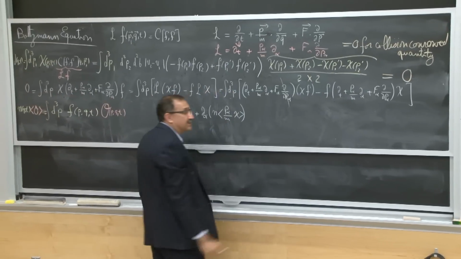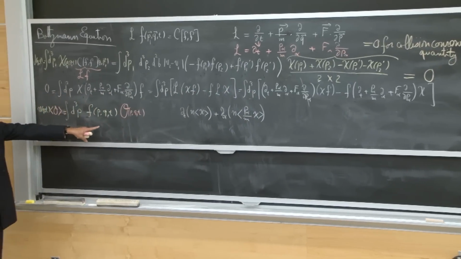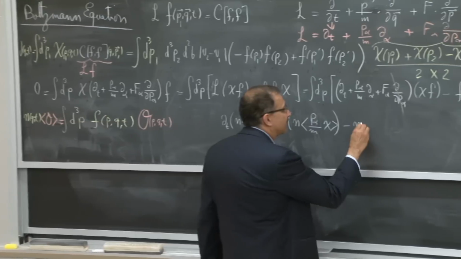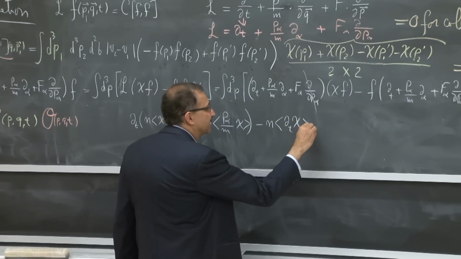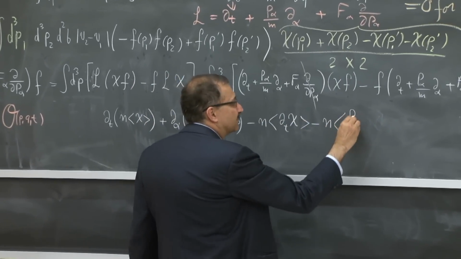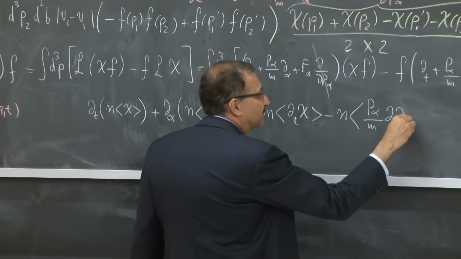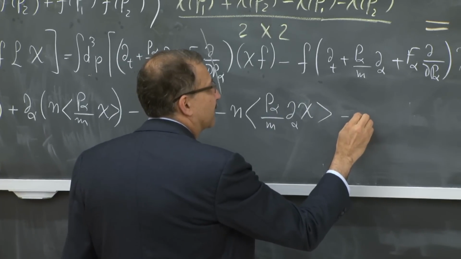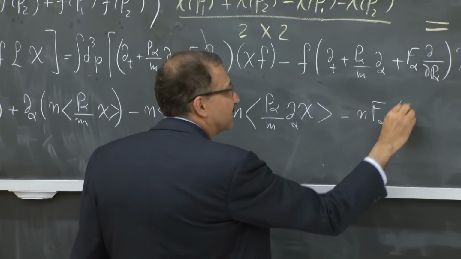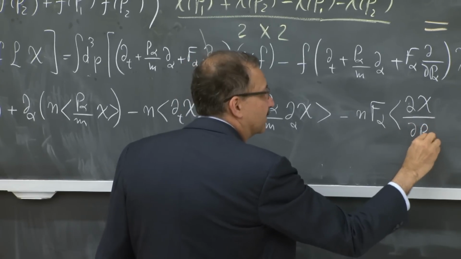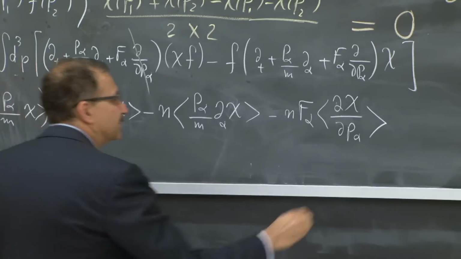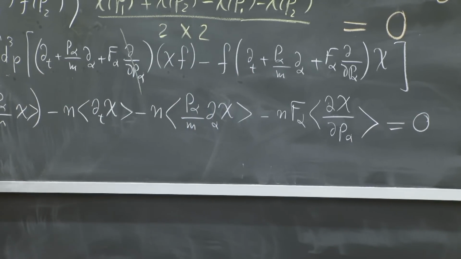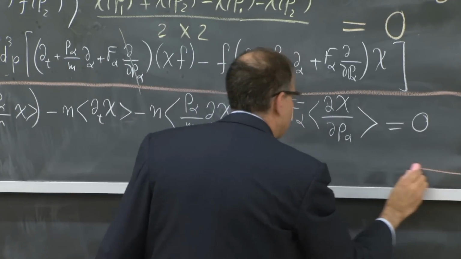The next bunch of terms are simply directly this, f integrated against something. So they're going to give me minus n times the various averages involved. dt chi minus n, the average of p alpha over m, d alpha chi, and then f alpha I can actually take outside, minus n f alpha, the average of d chi by dp alpha. And what we've established is that that whole thing is 0 for quantities that are conserved under collisions. Okay?